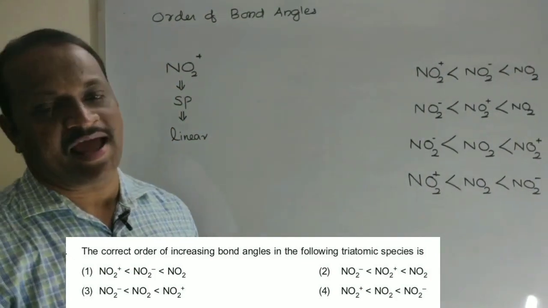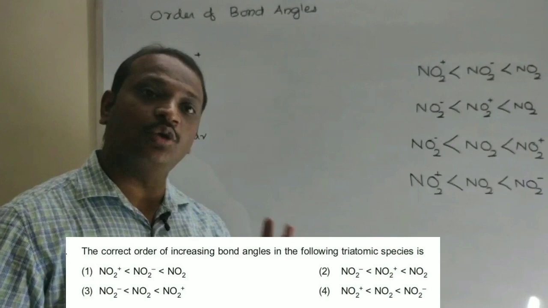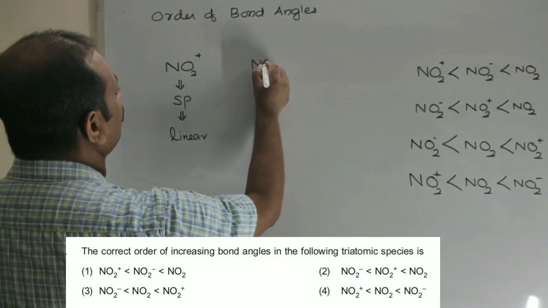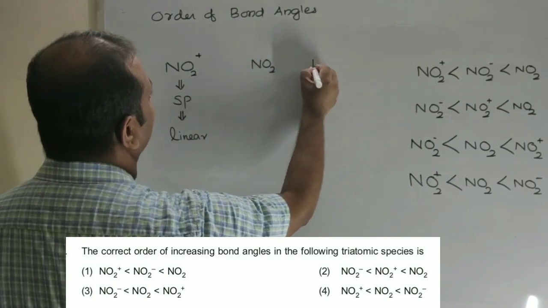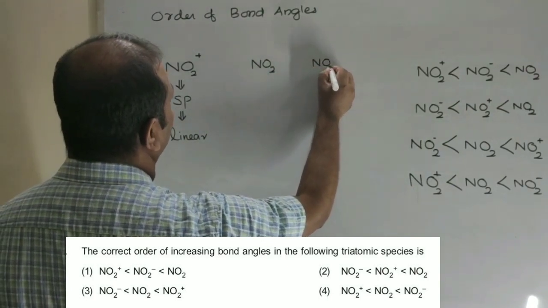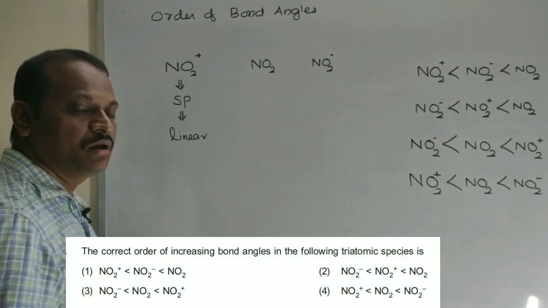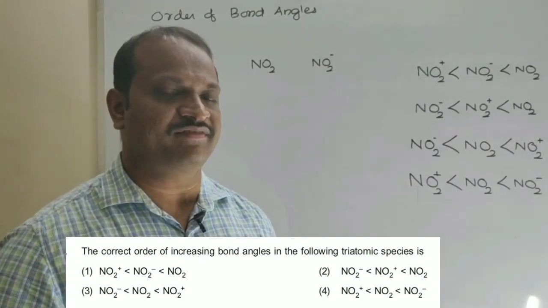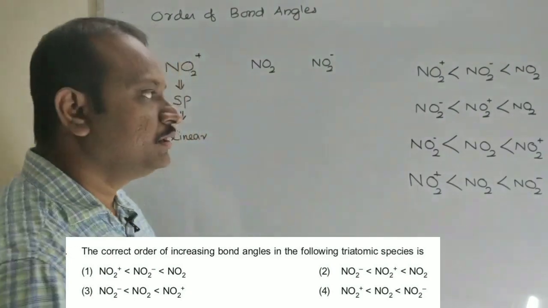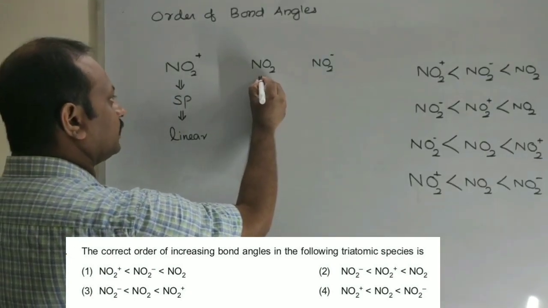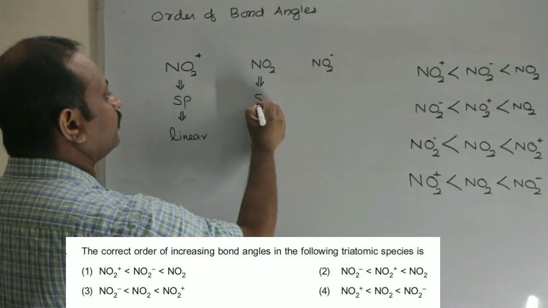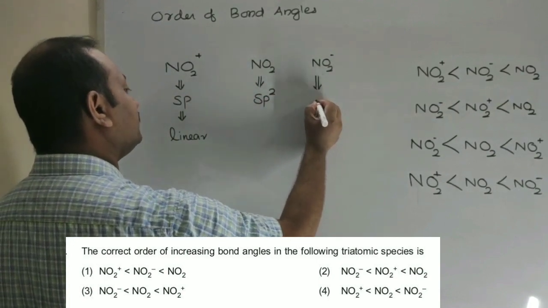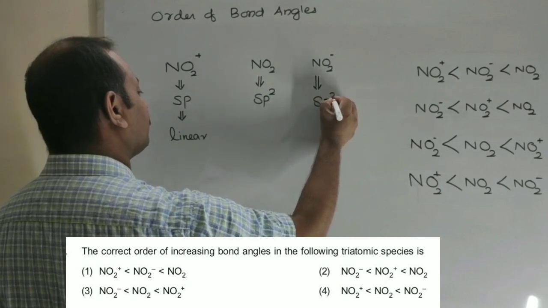Whereas next one, NO2 and NO2 plus. So we have the next, NO2. Similarly, the next compound is NO2 minus. Both have the same hybridization. What is the hybridization in this case? sp2. So I am just writing, you can find out from your side. Here hybridization is sp2. Here also you can see that hybridization is sp2.